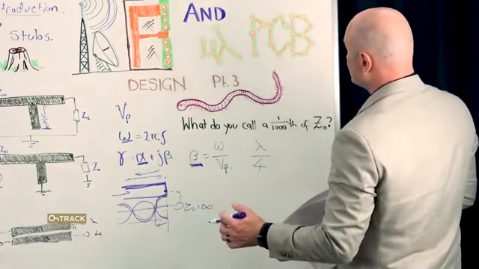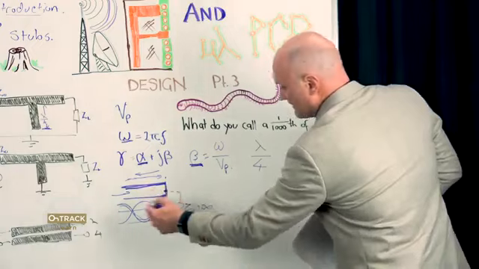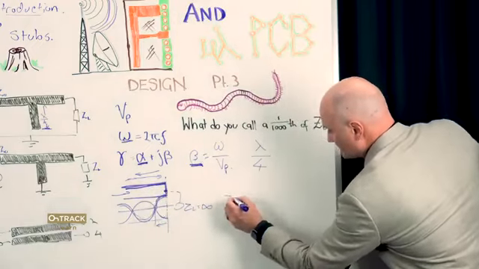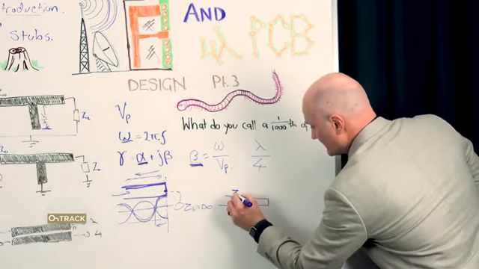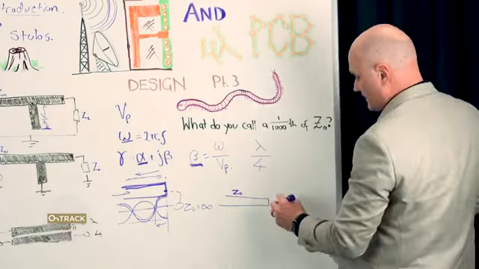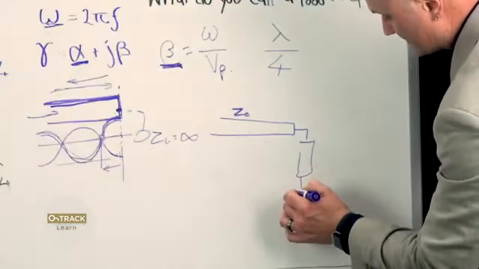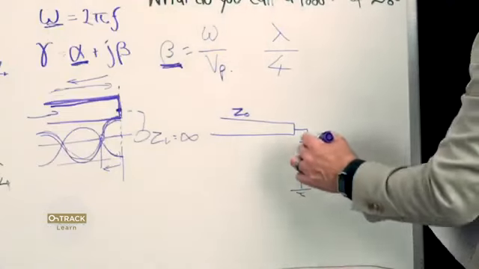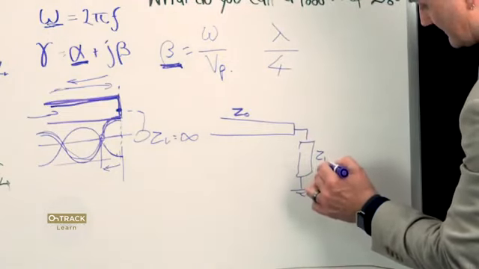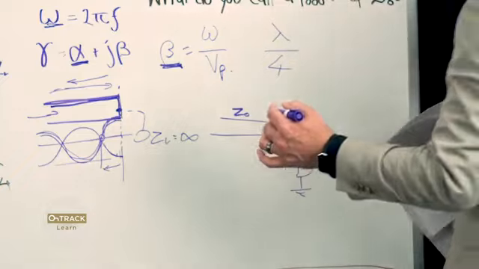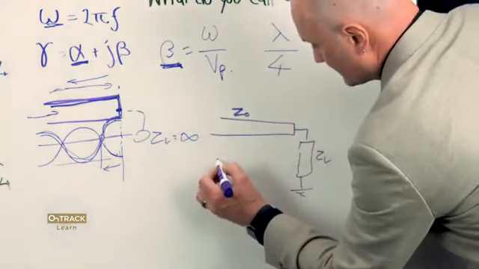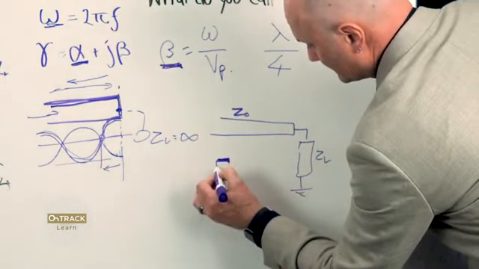So what we have is this concept where you have a transmission line. Let's draw it again over here. If we have a transmission line of Z0 going into some kind of load, which may be another transmission line segment of ZL, then we have this thing that's called the reflection coefficient.